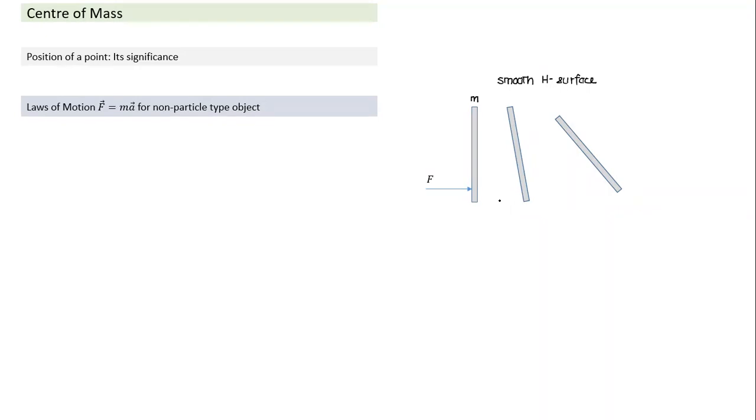And you notice here, this particle has a different displacement, this particle has a different displacement. So all particles have different displacements. And the fact that they have different displacements implies that their accelerations also are not the same. So when the acceleration is not the same, how do I apply this equation? That's the problem in the case of a non-particle object.